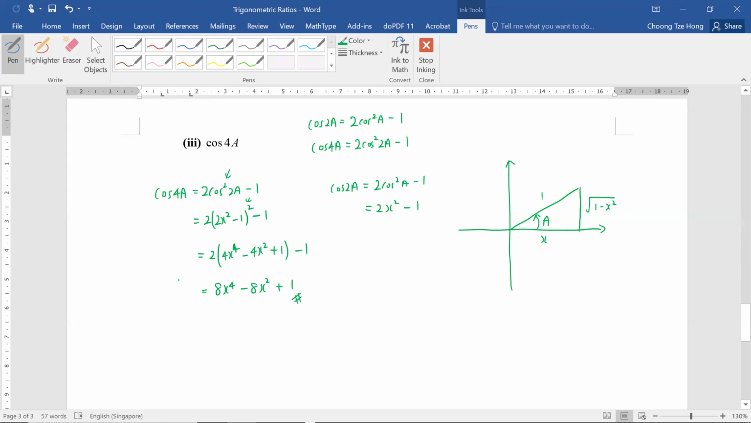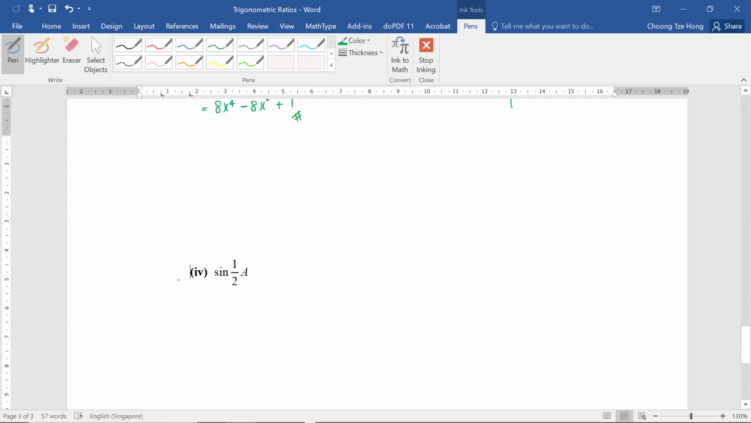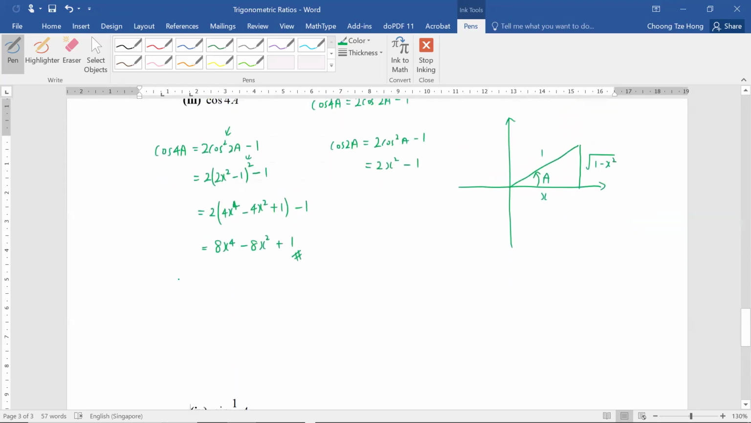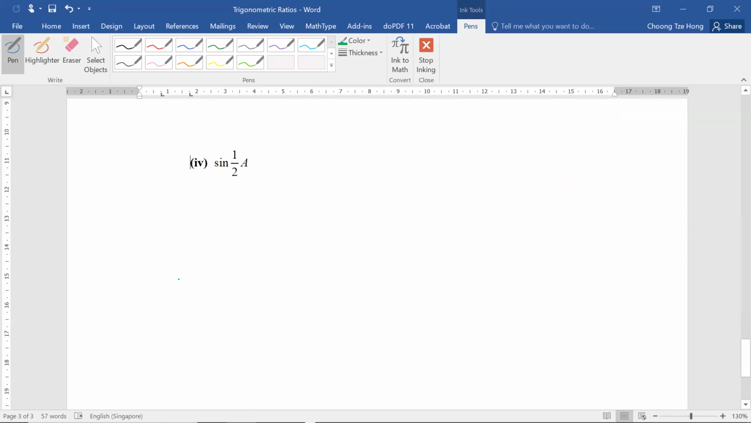Then part 4, we have sine half a. Whenever you see a half angle, you always need to think of the double angle formula, and then you half all the angles in the double angle formula. What do I mean by that? Whenever you are asked to find the value of sine half a or cosine half a, you use the double angle formula for cosine. So cosine 2a equals 1 minus 2 sine square a.